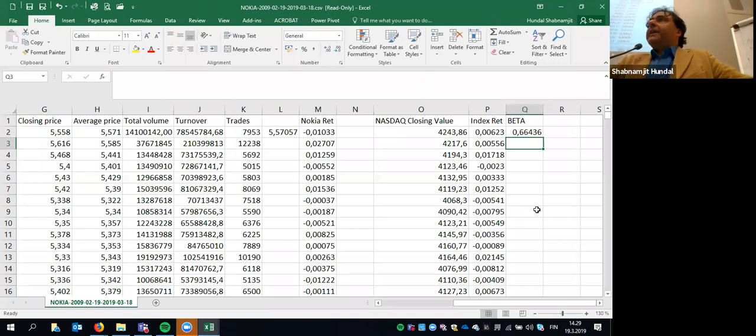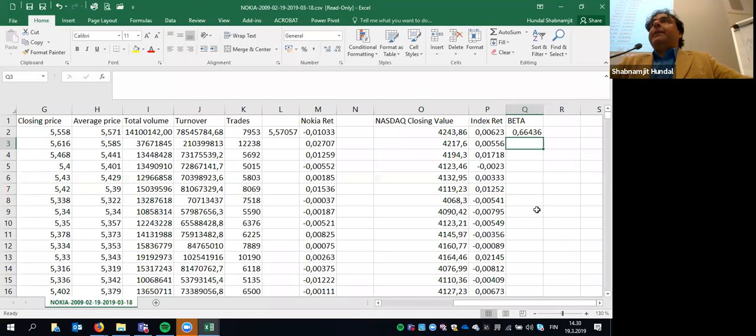Remember, you can't remain in isolation. Nokia is a company, it lives in the market, and the market is the Helsinki Stock Exchange. So any impact in the Helsinki Stock Exchange will be reflected in Nokia's stock return. Okay, so this is Nokia's beta. You got the idea? 0.66.